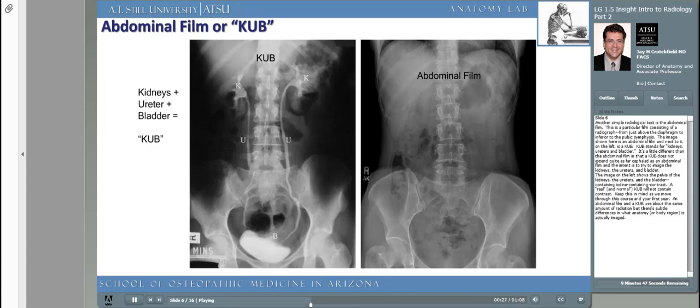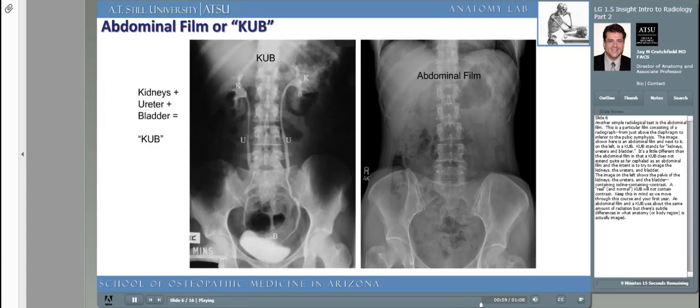It's a little different than the abdominal film in that the KUB does not extend quite as far cephalad, i.e. towards the head, as an abdominal film, and the intent is to try to image the kidneys, the ureters, and the bladder. The image on the left shows the pelvis of the kidneys, the ureters, and the bladder containing iodine-containing contrast. A real and normal KUB will not contain contrast. Keep this in mind as we move through the course and you move through your first year of medical school.